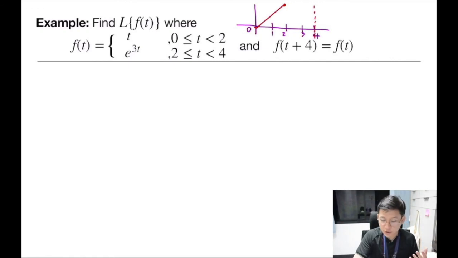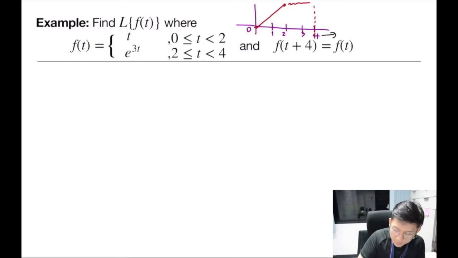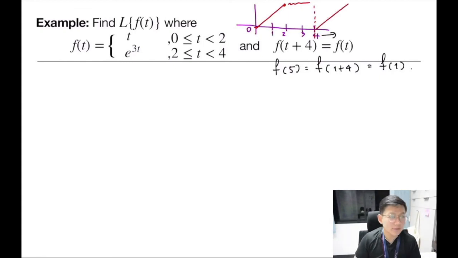It's exponential. I don't know what kind of graph it is, but it's exponential. And after that, when t is greater than 4, it is a periodic function, which means that if you want to find f(5), f(1 + 4) is going to be the same as f(1). So it's going to be repeated. After 4, it's going to look like that again, and then it's going to be exponential again.